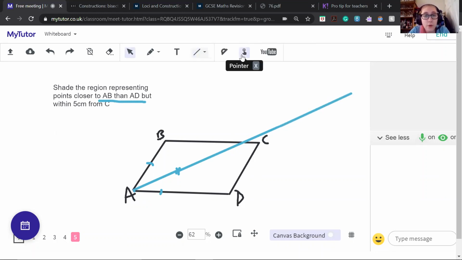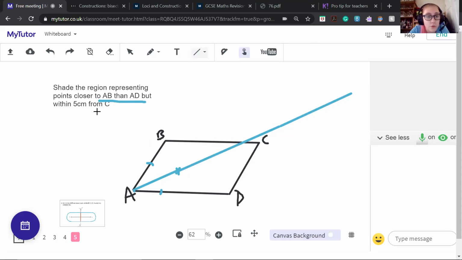I'm not going to shade it for now so that we can shade it more cleanly at the end, but closer to AB than AD is going to be anything on this side of the line, right? Because everything on this line is the same distance from both of these lines, but everything on this side is going to be closer to this line AB. So we know that we're looking for something on this side of the line.